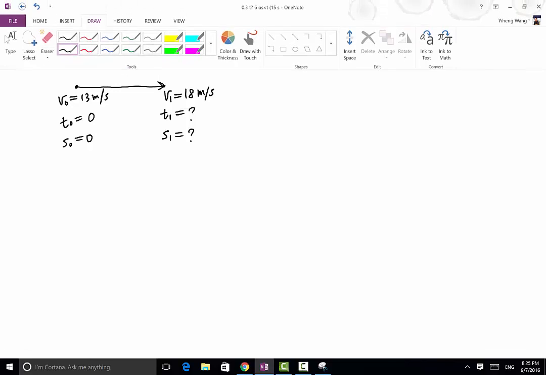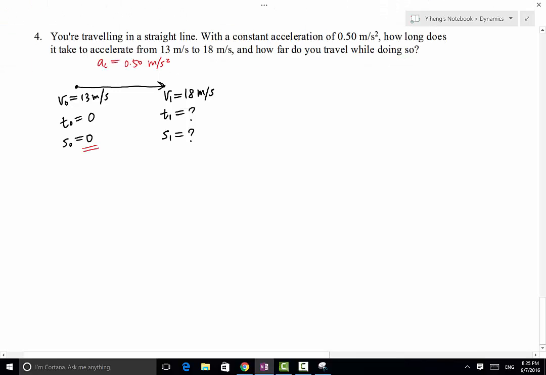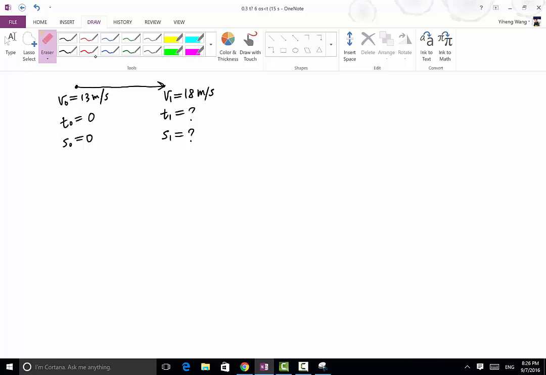The reason why I said this doesn't matter is because it's the difference, delta S, that you're trying to find out, which is S1 minus S0. Therefore, you can set your S0 to be an arbitrary number. Your S1 will change accordingly, but delta S is going to be the same, and that's what interests you. So since you are allowed to set S0 to be an arbitrary value, why don't you make things easier for you and set S0 to be 0?